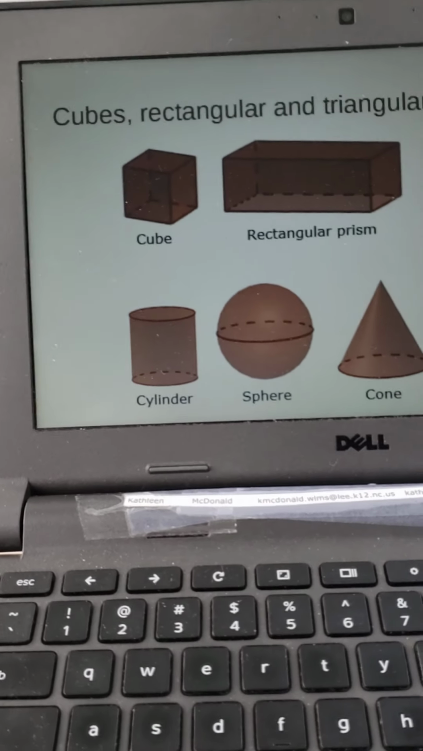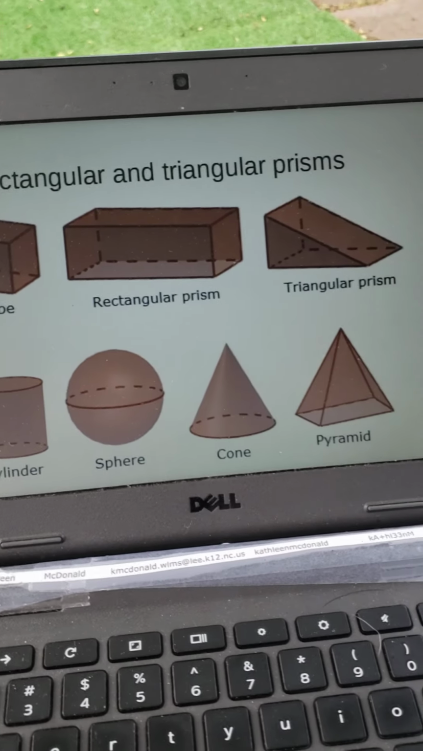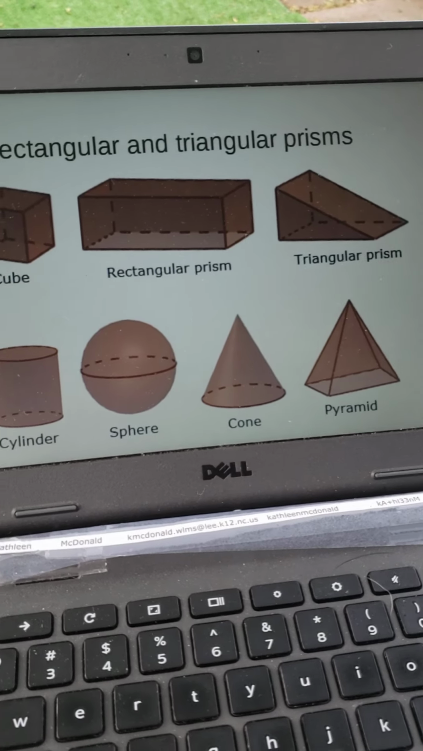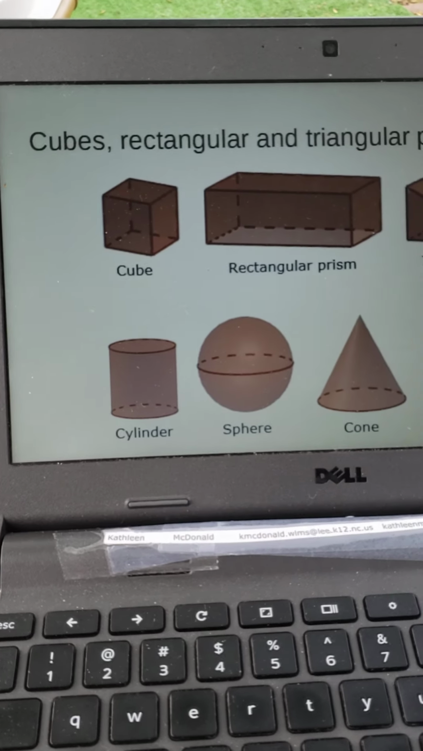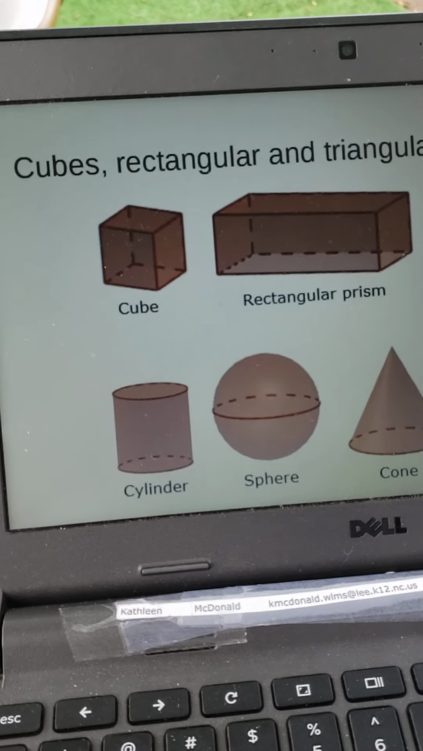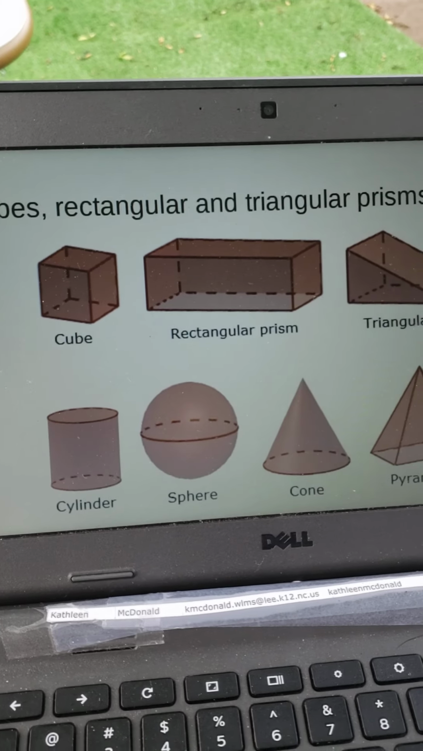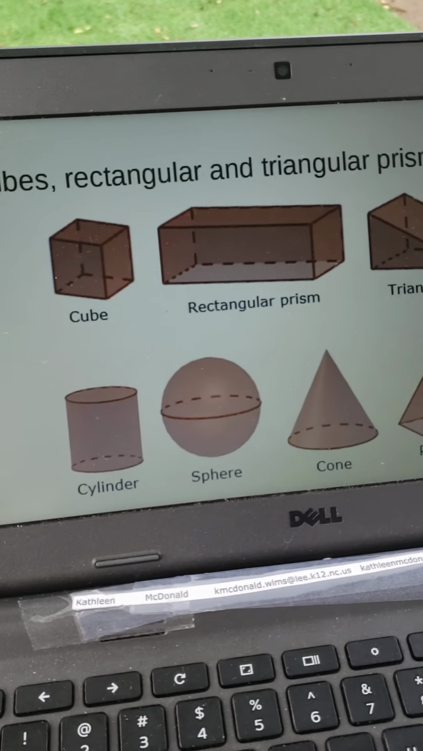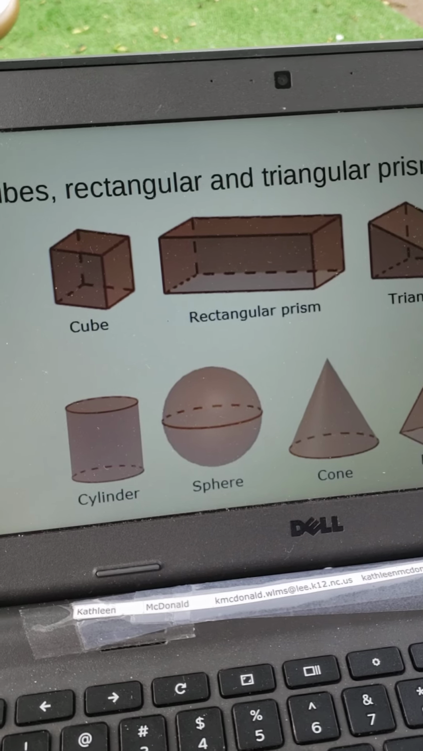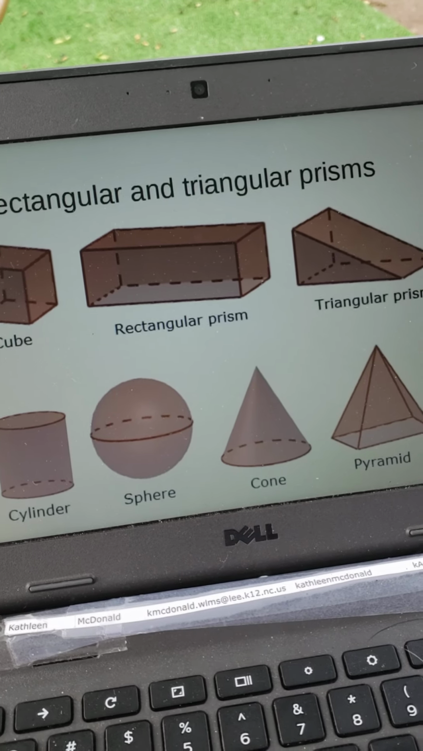Okay, so here are some different three-dimensional shapes that you may have to find the surface area of: cubes, rectangular prisms, triangular prisms, cylinder, sphere, cone, and pyramid.